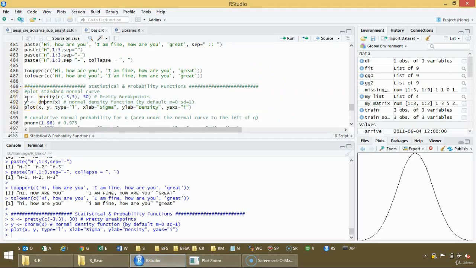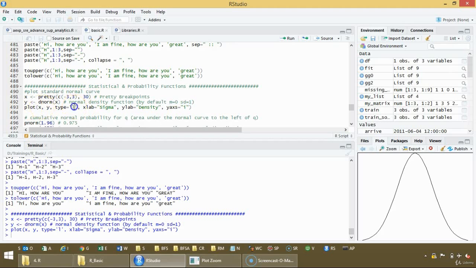In line 491, it has one variable, this vector from -3 to 3, divided into 30 breakpoints, that is small. And line 492 has the normal density function with mean 0 and standard deviation 1. This is the requirement of the standard normal curve. So on the y-axis, we have already calculated the normal density, and the x-axis is the 3 sigma, divided into small pieces. And we are using plot to plot it.